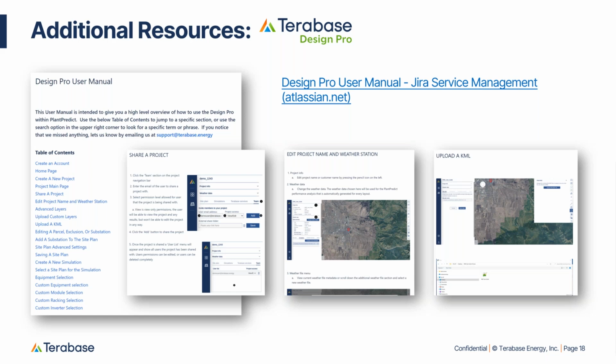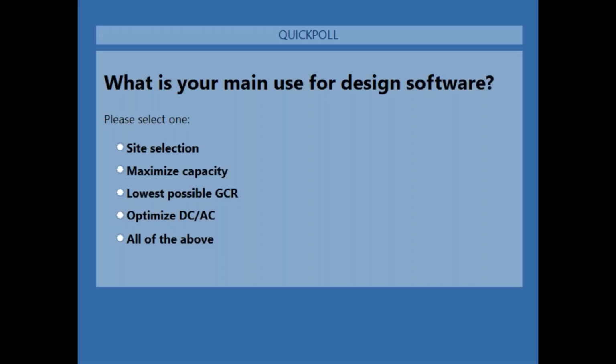All right, it is now time for our second poll question. Our second poll is, what is your primary objective when using design software? Is it finding the right site for your project, maximizing capacity for a site you already have, identifying the lowest possible ground coverage ratio, optimizing for DC to AC ratios, or is it simply all of the above? We'll give you a few minutes to answer this question.